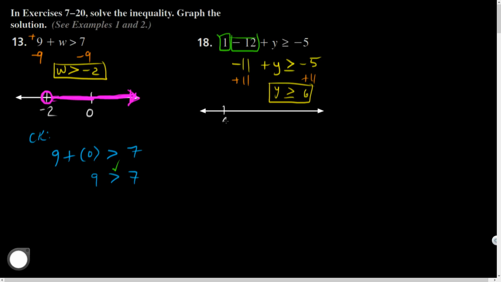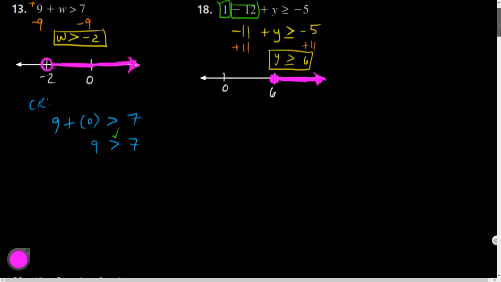So let's see. For my number line, notice how simple my number lines are. I just have 0 and then I have 6, right? Why is it a closed circle? Because it is equal to. And greater than, so it's shaded to the right. Excellent. Okay, let's keep scrolling.